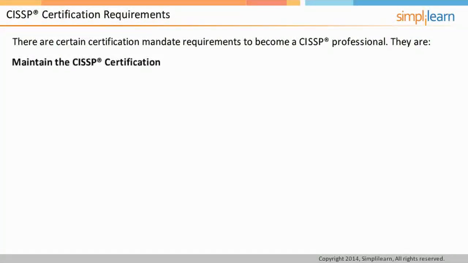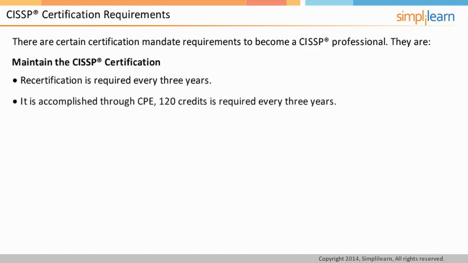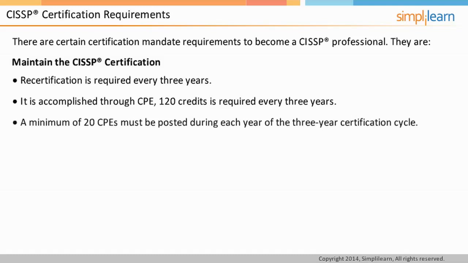Maintain the CISSP certification. Recertification is required every 3 years. Recertification is accomplished through continuing professional education, or CPE. A total of 120 credits is required every 3 years. A minimum of 20 CPEs must be posted during each year of the 3-year certification cycle.